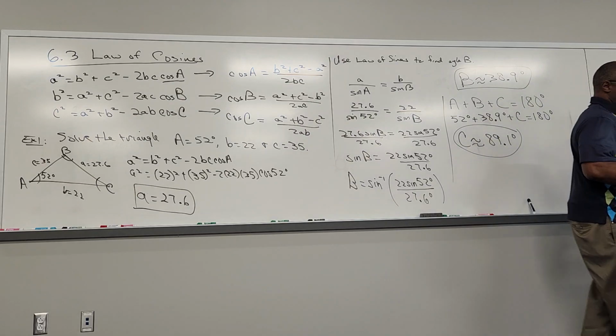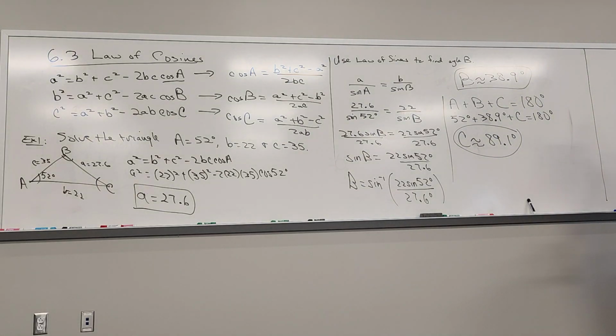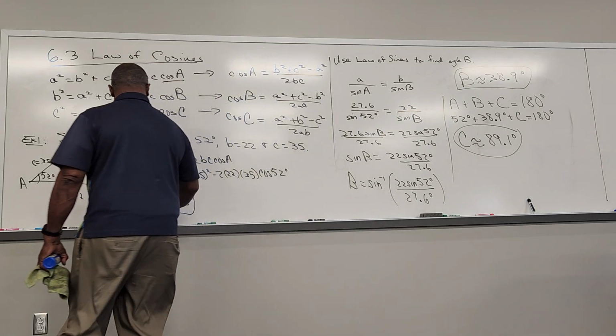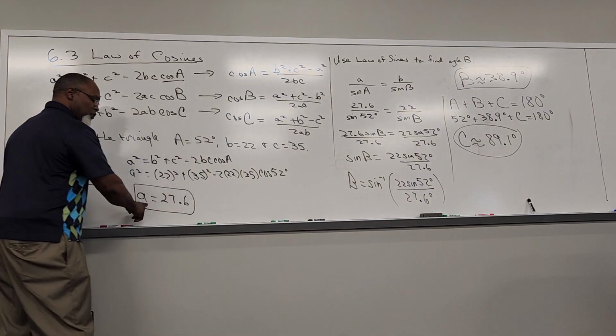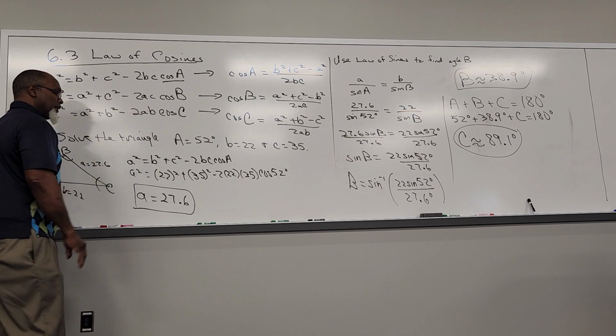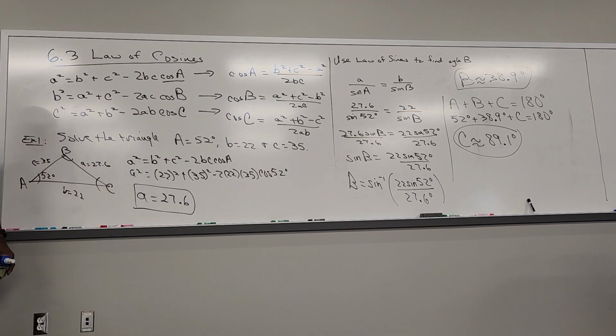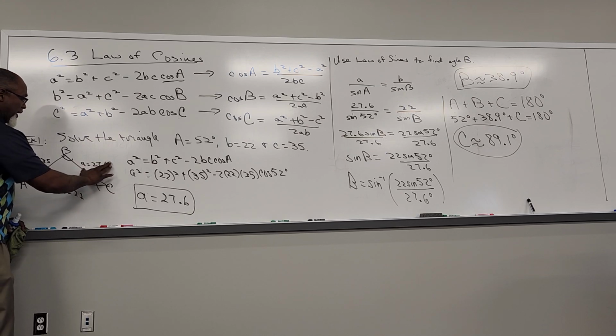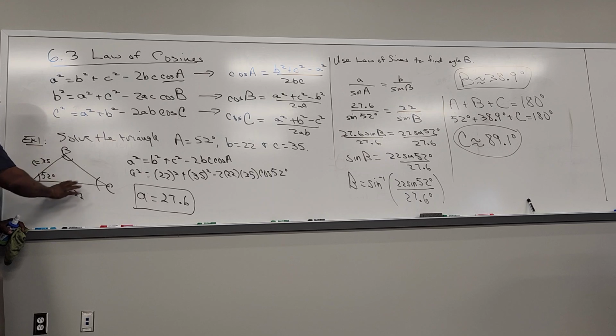So once you finish this process, we have solved this triangle. We found all unknown sides and angles. Again, we found side A, 27.6, by applying the law of cosines. I could not have applied the law of sines to this problem because initially I only knew angle A, 52, I knew side B, and I knew side C. I didn't know side A.